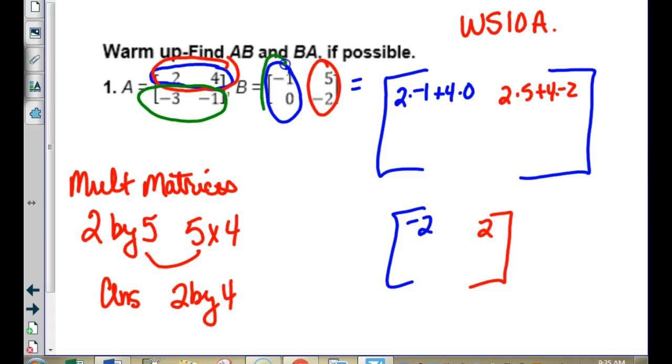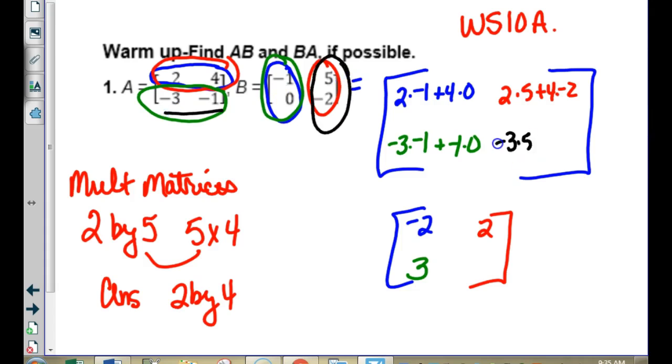Second row, first column gives me second row, first column. So -3 times -1 plus -1 times 0, which is just 3. And then finally, second row, second column. So -3 times 5 plus -1 times -2. That's -15 plus 2, I think. How did I do? Okay. It says now to switch the order around and do B times A.